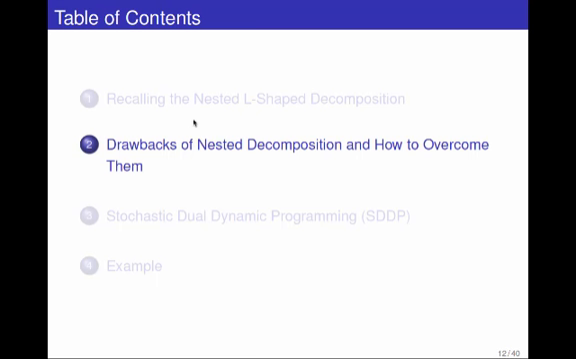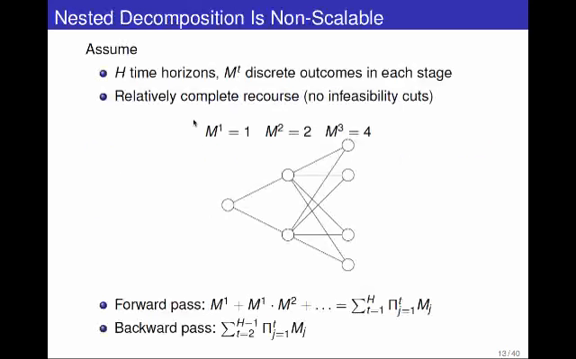And now I'm going to tell you everything that's wrong about it and why we need to move to something more scalable. So let's consider the situation here. So we have capital H is the number of time periods.